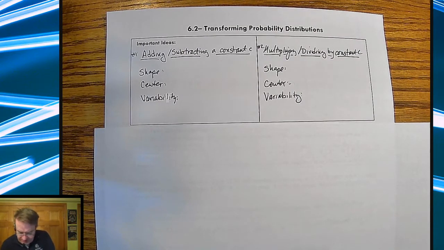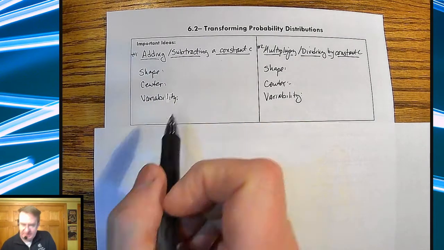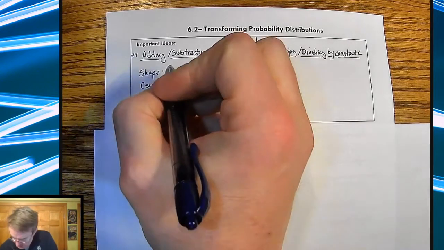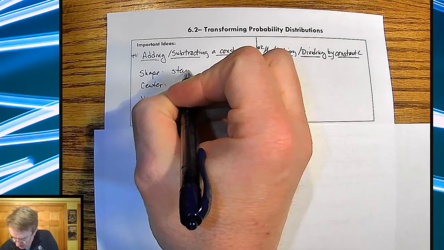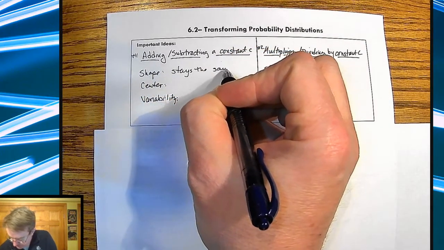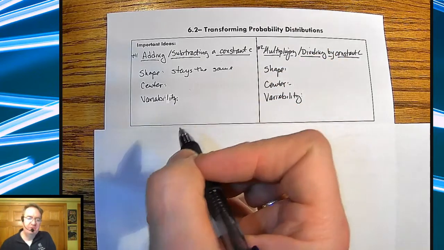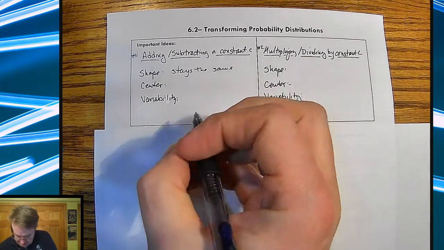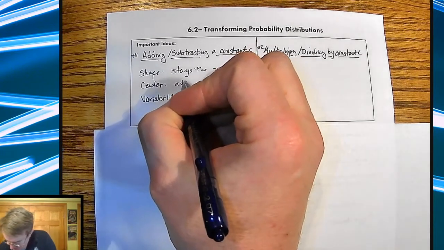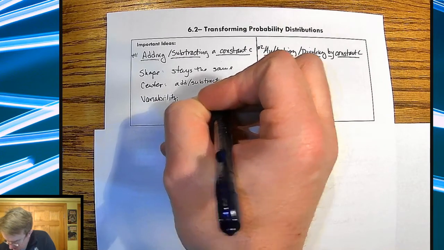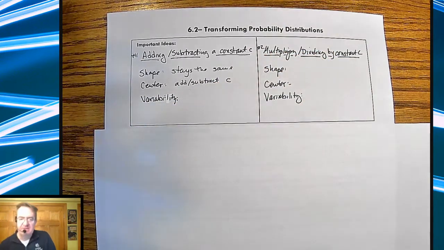So in terms of adding and subtracting a constant, remember that's like when we added $10 onto everybody's salary. The shape, as we saw in the dot plots, stays the same. Same shape, just got moved. It just picked up and moved over. So the center ends up moving up as much as what we added. So you're just going to end up adding or subtracting C to that.